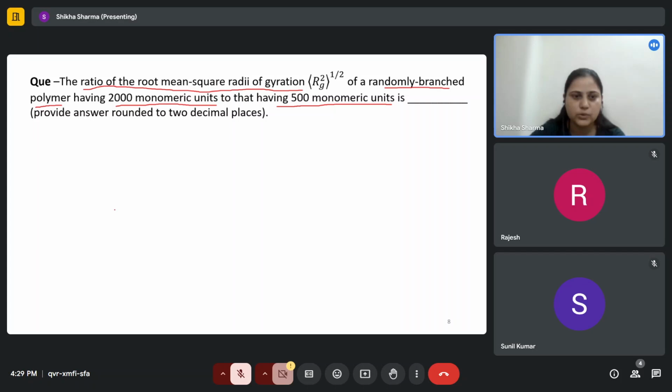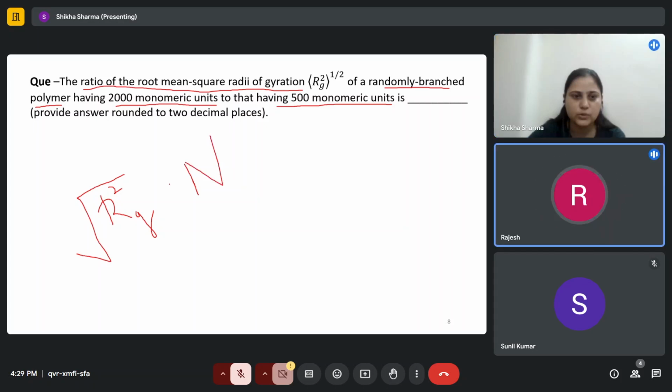So what is the relation between the root mean square radius of gyration and N? So what is the relation? Okay, so you got the answer as 1.41. Okay, so let's see the solution part.